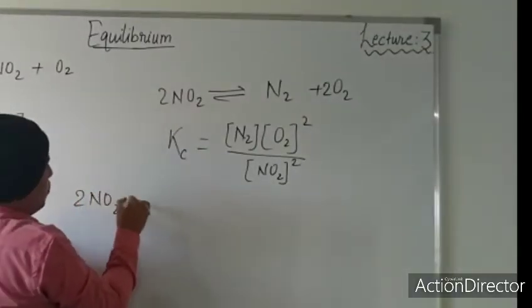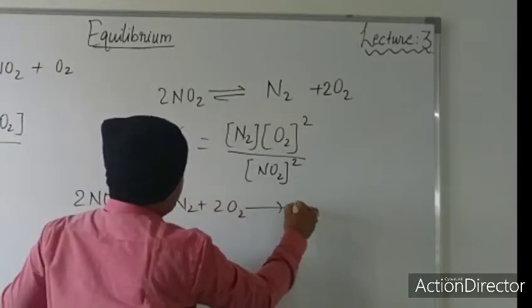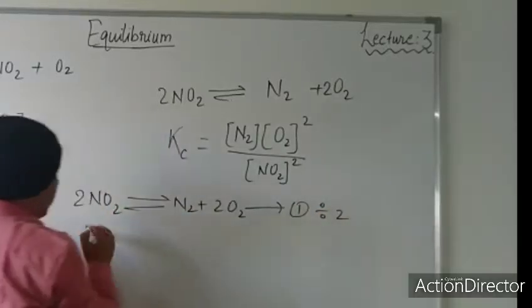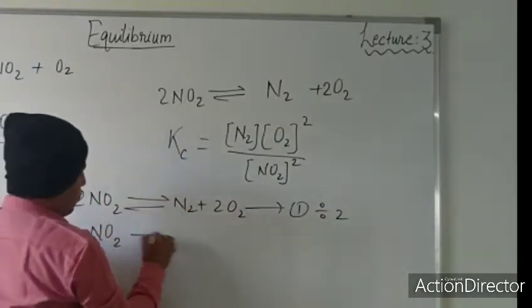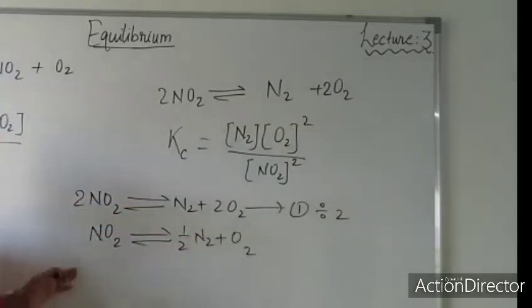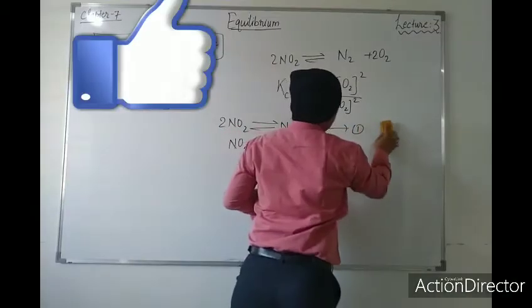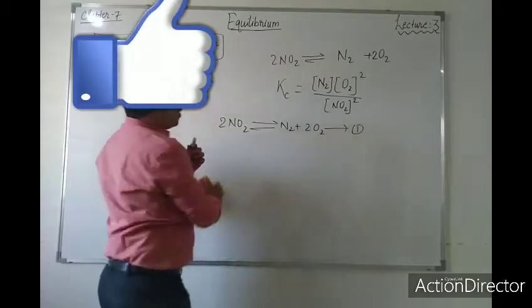And in this same reaction, 2NO2 gives N2 plus 2O2. If we divide this reaction by 2, what will it be? NO2 gives half N2 plus O2, right? Here what we have done is divided the reaction by 2. After dividing the reaction by 2, we have got this reaction.